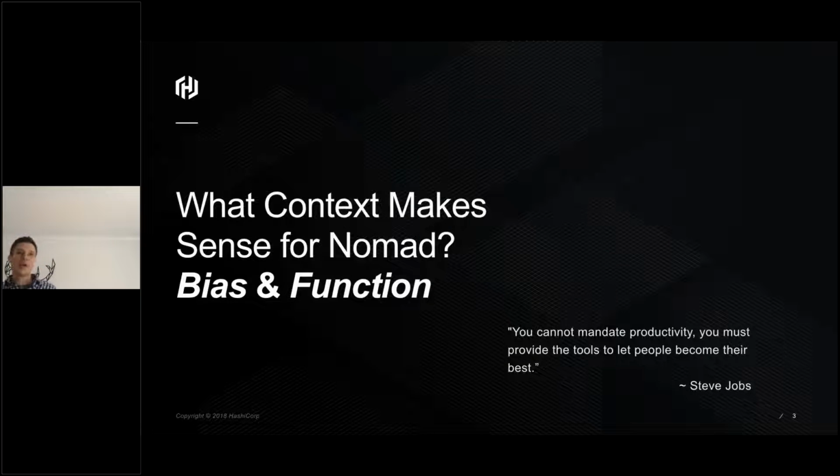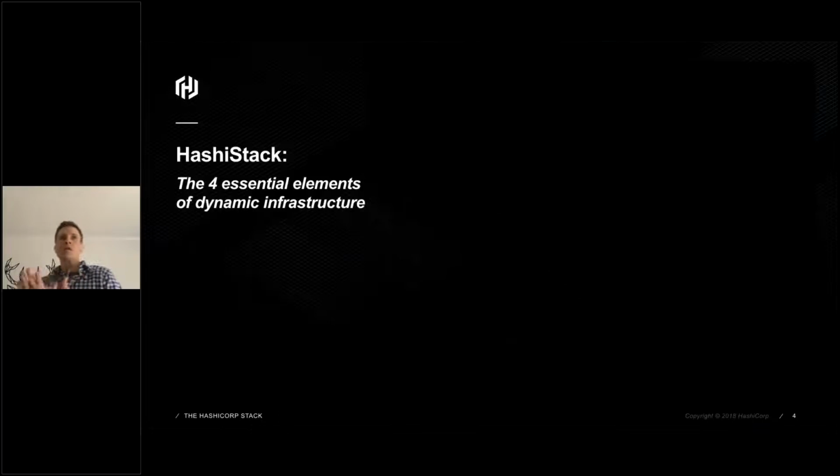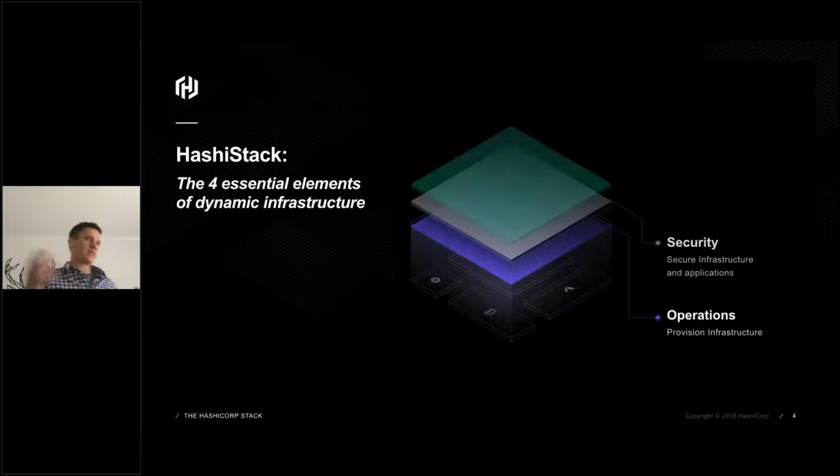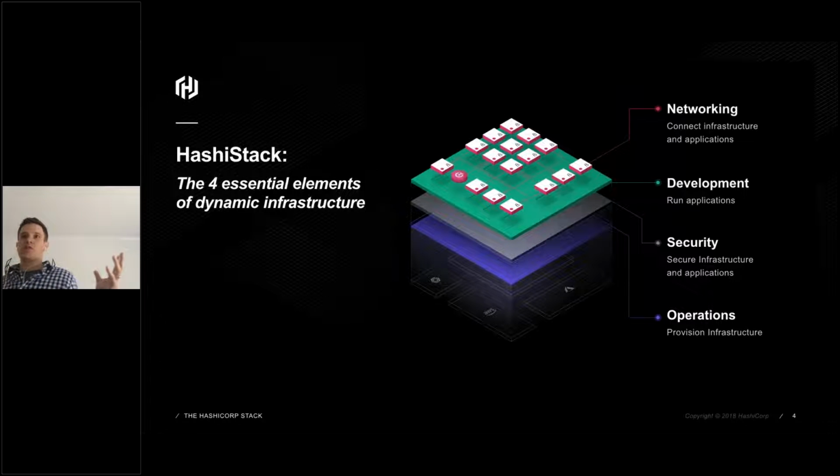So with that said, what context makes sense for Nomad? Obviously, I work for HashiCorp, so there's bias here, certainly, and we'll cover that first. But then there's also a lot of function that Nomad provides that Amanda touched on to begin with that I think we can leverage depending on the context that we're in. We'll start with the bias part. Obviously, the Hashi stack has 4 essential elements. We've got to provision infrastructure, we've got to secure that infrastructure, we've got to run applications on that infrastructure, and we hopefully can connect everything in between along the way.